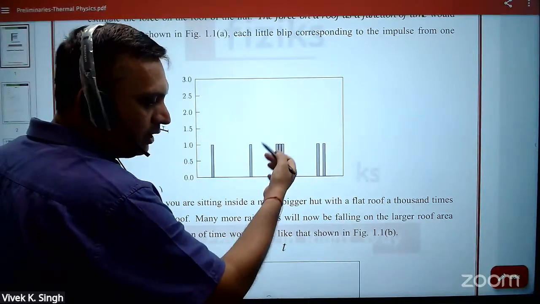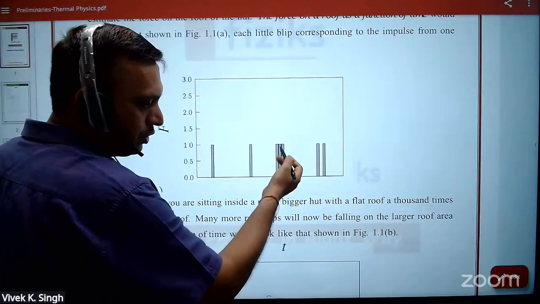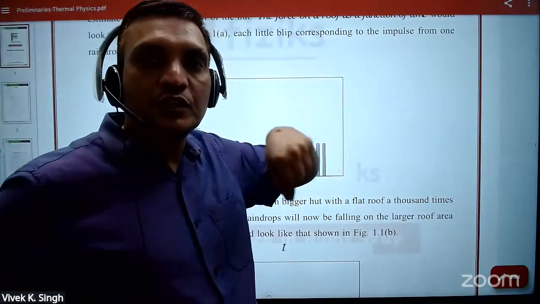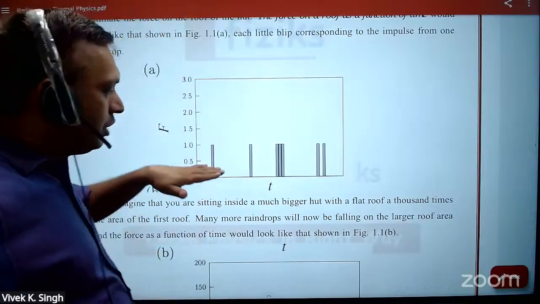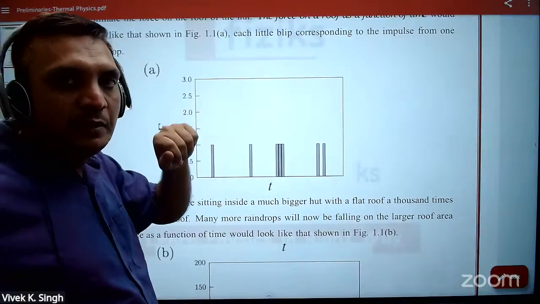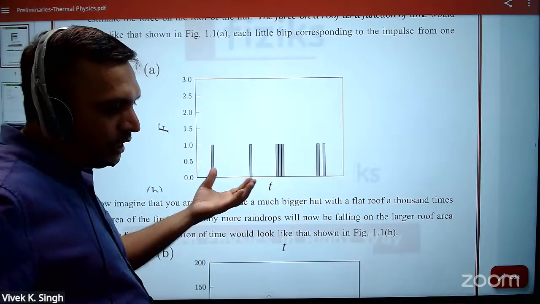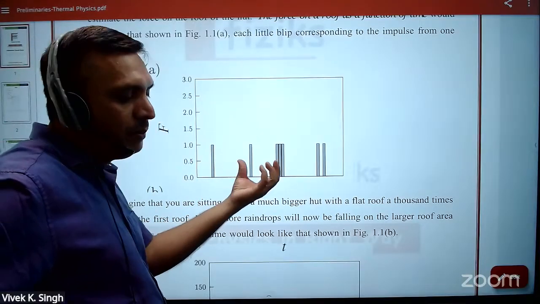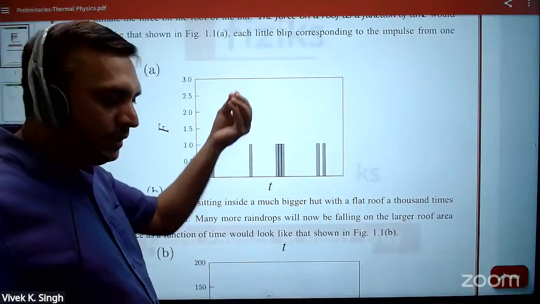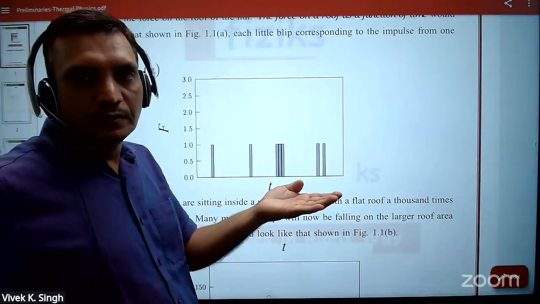Then let's say 2 or 3 more raindrops come. So you will get this particular situation, force, and so on. This is the case when the roof is very small. Now you can see, if you calculate the average force, then the fluctuation will be very large, because sometimes it is 0 and sometimes you are getting a constant value. Here I am taking a raindrop that is colliding over a small flat roof. Yes or no?